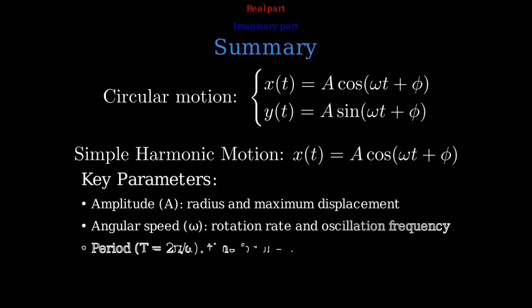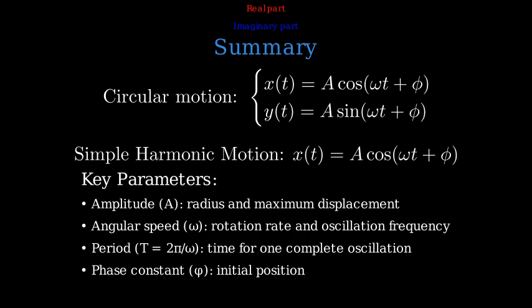The key parameters are amplitude A, the radius of the circle and maximum displacement; angular speed omega, which determines rotation speed and oscillation frequency; period T equals 2 pi divided by omega, the time for one complete oscillation; and phase constant phi, which determines the initial position.